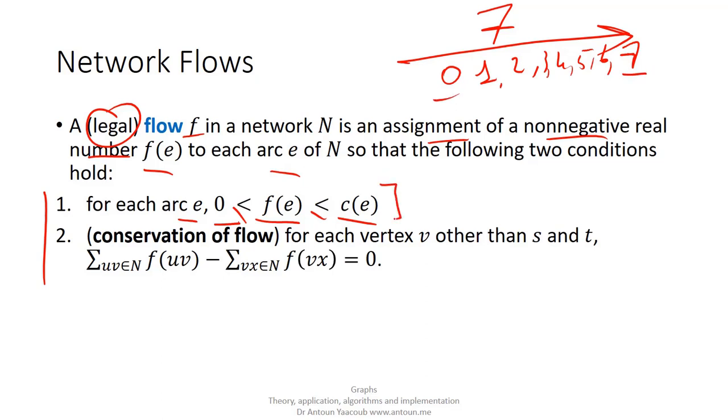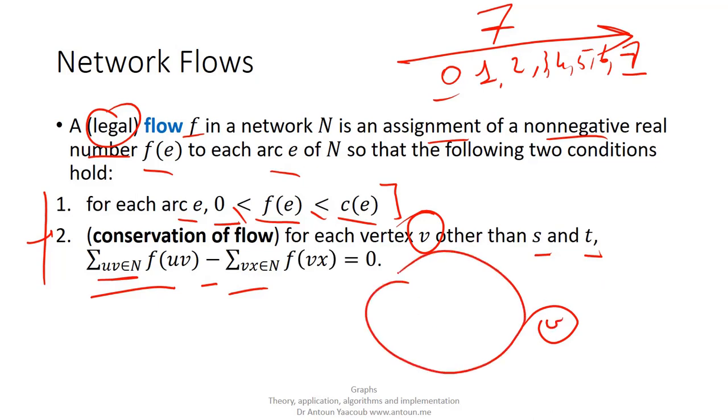This condition guarantees that the capacity of a given arc is not exceeded. Then the conservation of flow: for each vertex V other than the source and the sink, the sum of the flow from U to V, where U is any vertex in the network, minus the sum of the flow from V to X, is equal to 0. For any vertex V, the network can be subdivided into two parts: this is V, this is the part before V, those are U, and those are X.